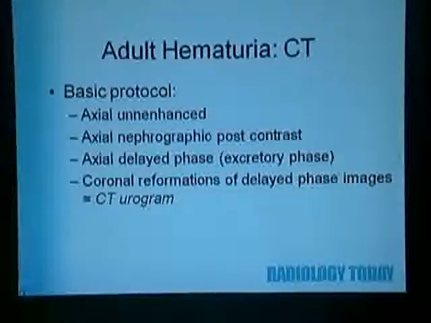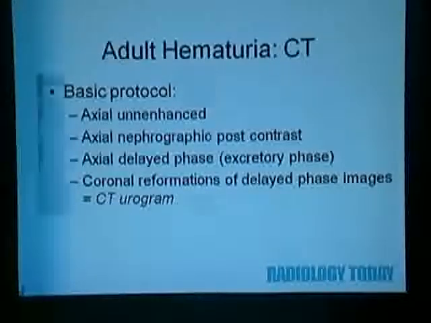So the basic protocol for a full CT urogram involves axial unenhanced images as well as axial nephrographic post-contrast images and delayed excretory phase images. We then produce some coronal reformations of the delayed phase images to form the complete CT urogram.